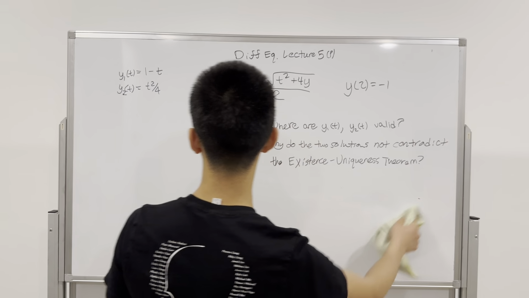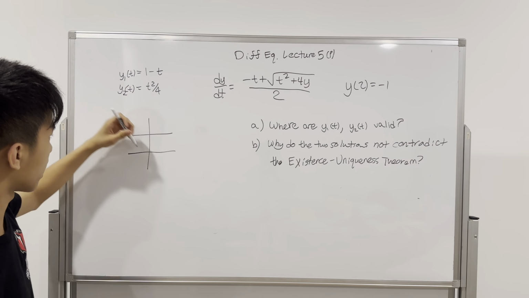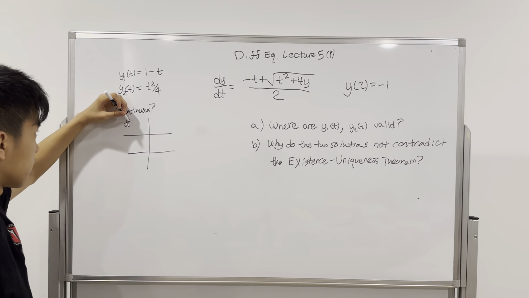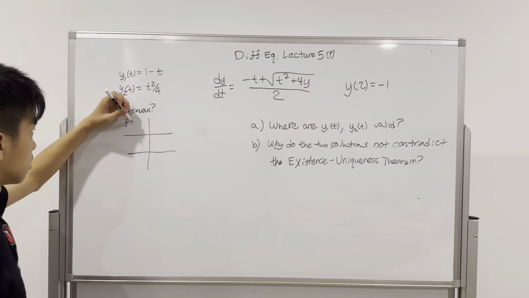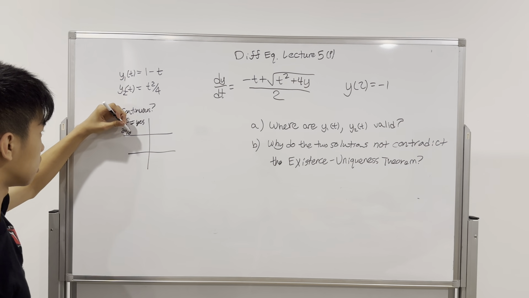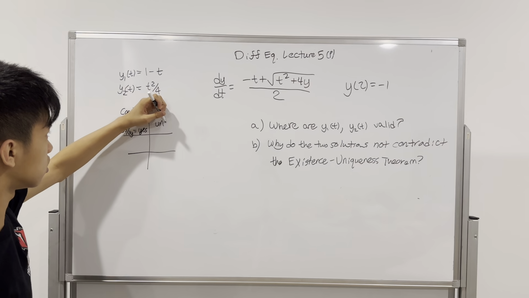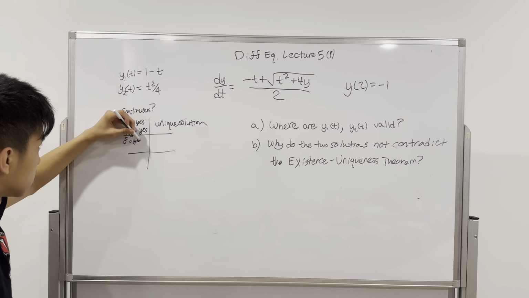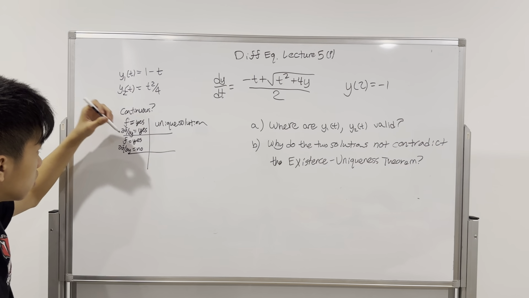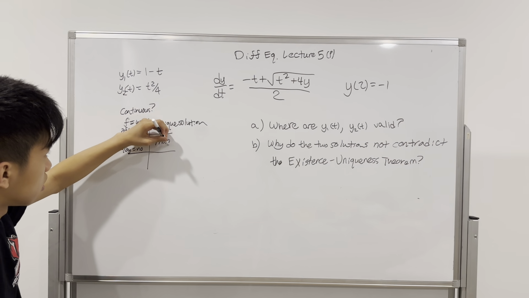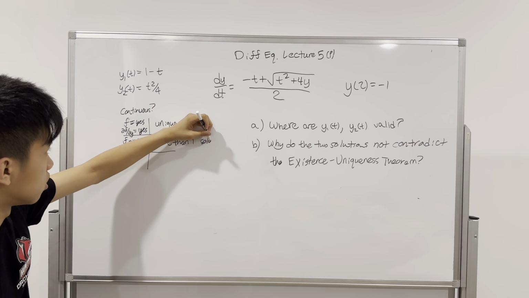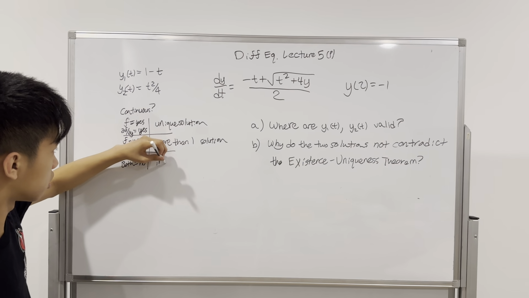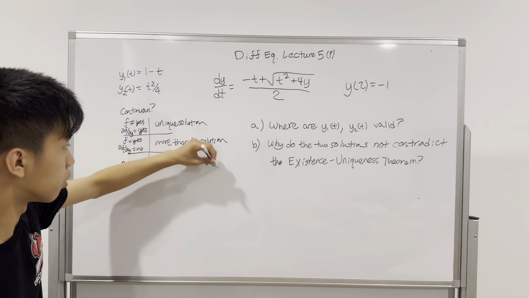Well, let me just draw the chart from earlier. So we have continuous. If f equals yes and delta f, delta y is yes, then unique. You get a unique solution. If f is yes, delta f, delta y, no, then more than one solution. And then both equals no, then the theorem is inconclusive and you get no information out of it.